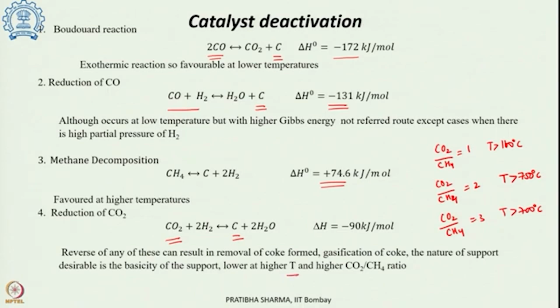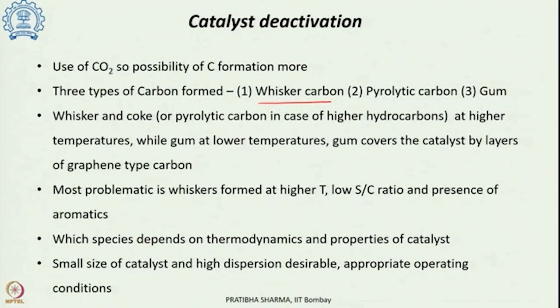So, both the temperature as well as the CO2 to methane ratio are important in how much carbon is being formed with the various reactions taking place in the process. The carbon which is formed can be of different types. It could be whisker form of carbon, and this whisker type of carbon is usually formed in catalysts which are aged, which have undergone several cycles. After catalyst aging, this whisker type of carbon becomes more prominent.